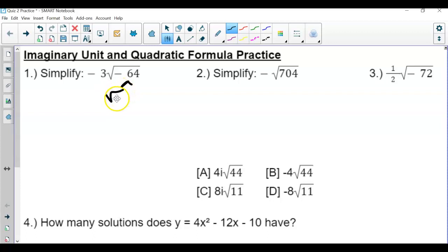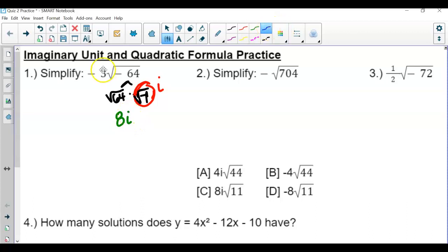break that apart to the square root of 64 times the square root of negative 1, which, if you recall, the square root of negative 1 is i. So we have i here for our final answer. Then the square root of 64 is 8, so 8i.